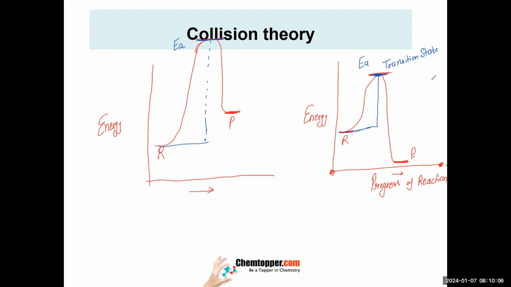Okay, so we are clear about the transition state. We are clear about the reactant, product, energy, progress of the reaction, right? Okay, now my question. I'm asking you the kinetics of the reaction. Let's say this is reaction A, this is reaction B. So kinetics. Let's discuss the kinetics. Which reaction is slow?